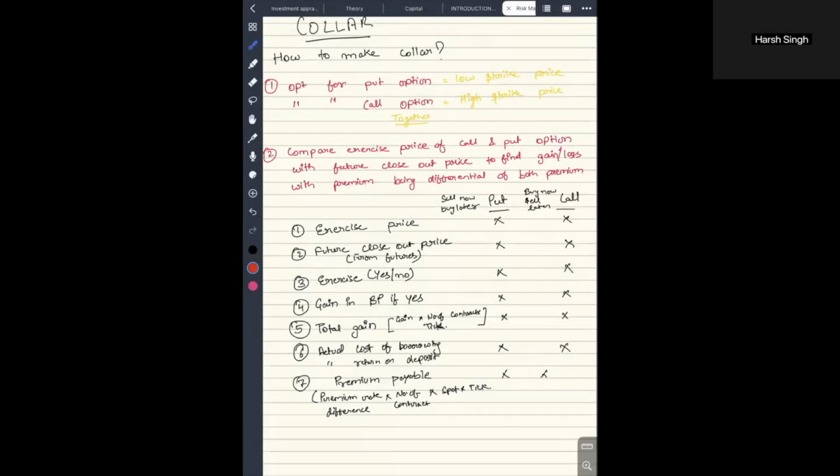But we have a topic that is called collar. Collar is pretty simple, everyone. We don't have to worry much. I'll definitely go and solve one question on collar sometime soon as well. Now, basically, what is a collar?